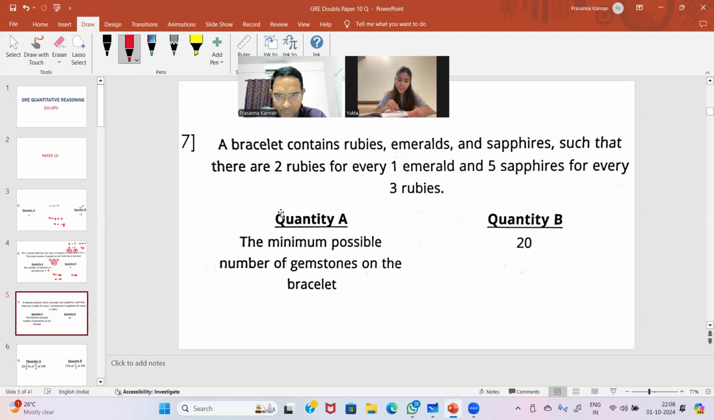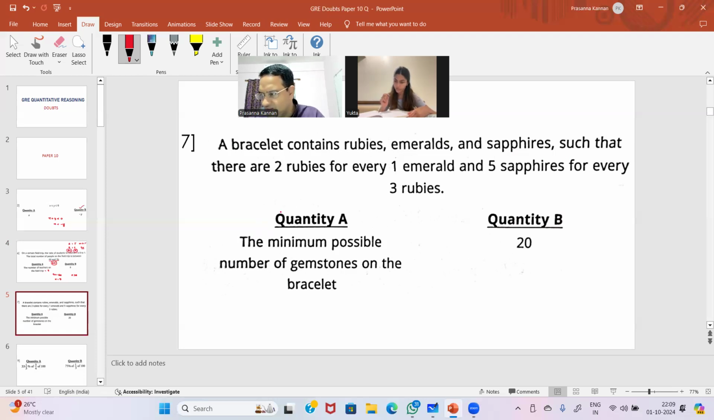So I basically got the two ratios into one. So basically multiplied the first ratio with 3 to get 6 rubies to 3 emeralds, and the second one with 2, so 6 rubies with 10 sapphires. Exactly. So the total would be the minimum. That would be 19, which is less than 20. So B is the answer.